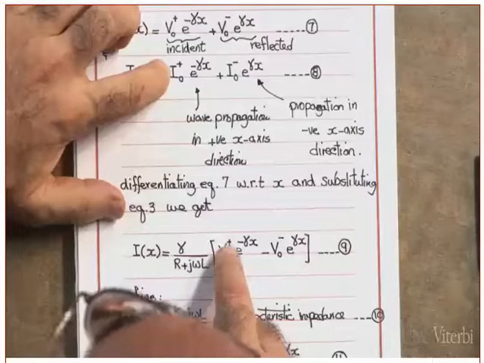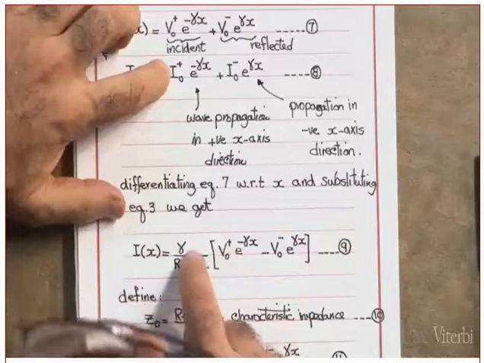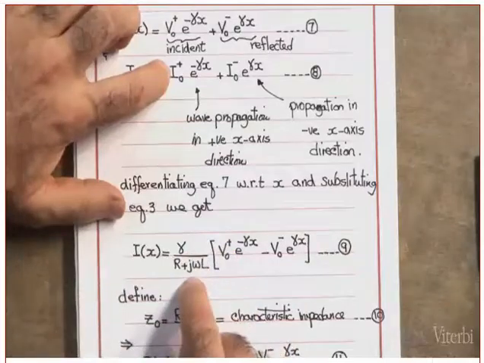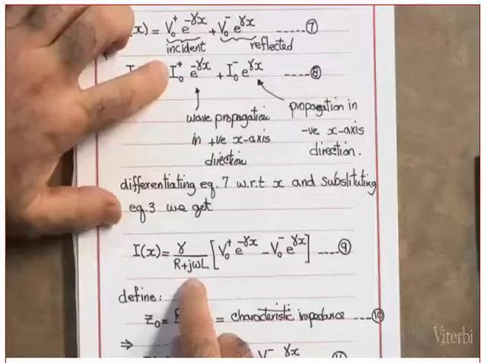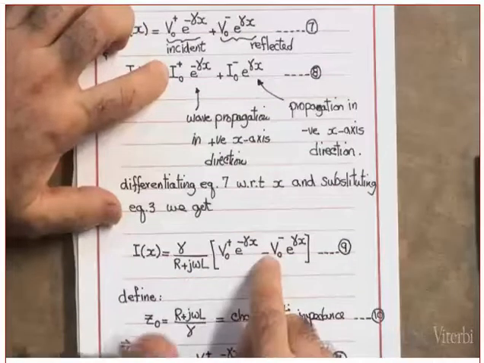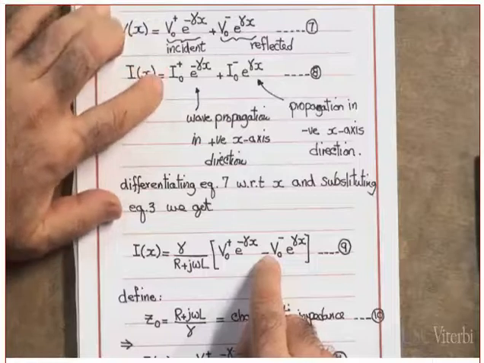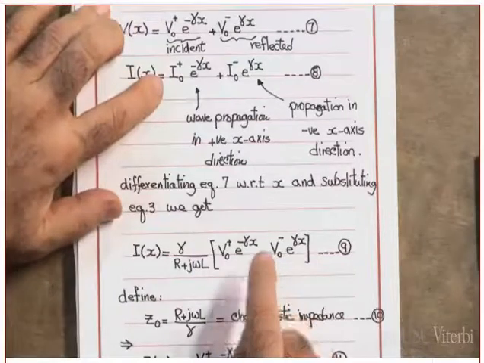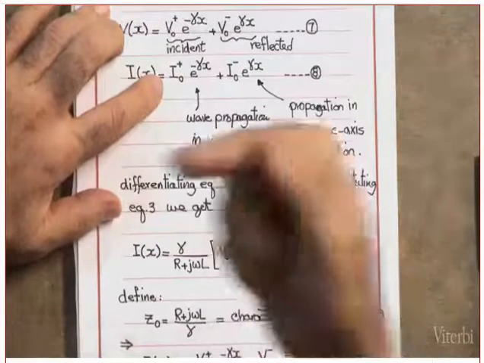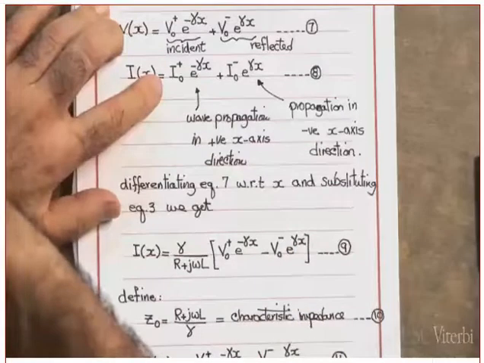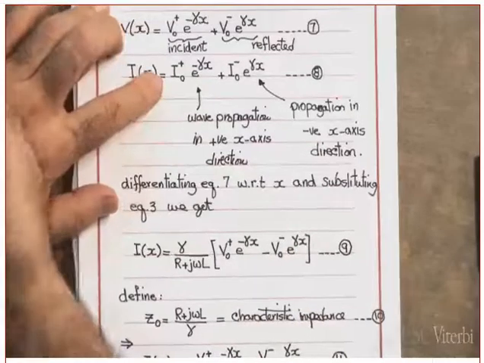Is V0 plus times gamma divided by R plus j omega L? Yes or no? This became negative. Why is it negative? Because the current is in the opposite direction. Yes or no? Okay.